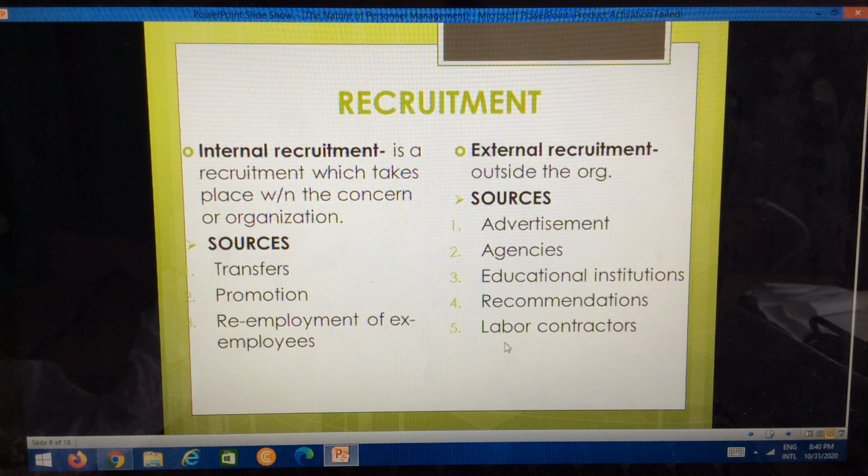So labor contractors. Instead of hiring employees, they hire a labor contractor for the project. And when the project is done, that means end of contract. And then they wait for another bidding for labor contractors.